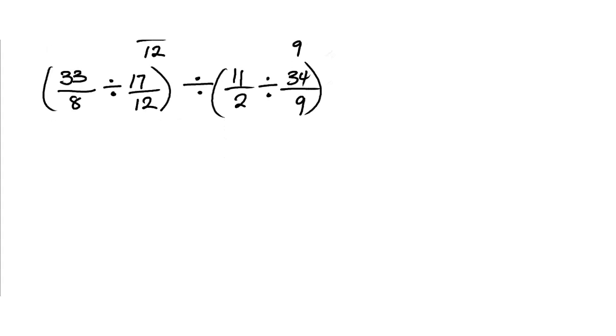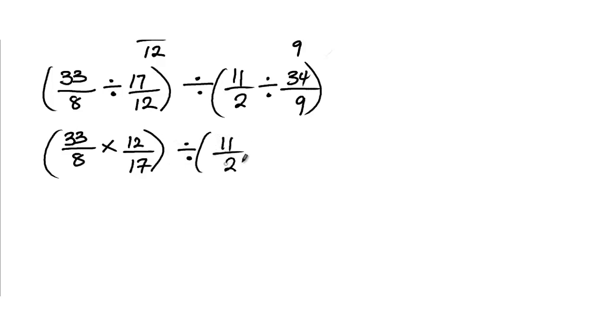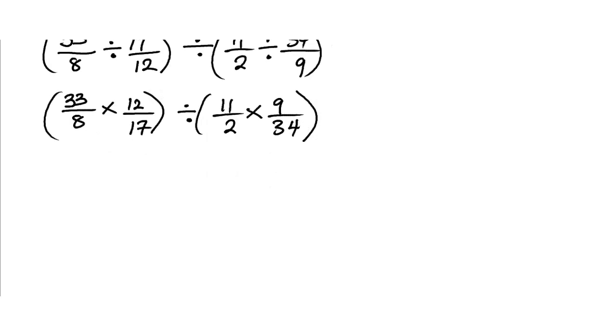From there, we want to turn this into multiplication, so we have to invert this right hand side. So we can write 33 over 8 times 12 over 17. I still put the bracket, divided by 11 over 2, times 9 over 34. All right, so with this understanding, we can move on.